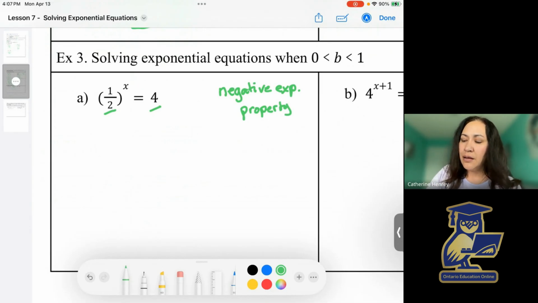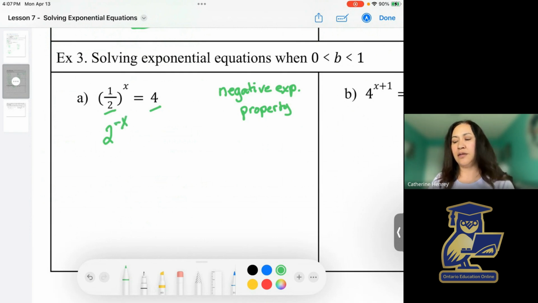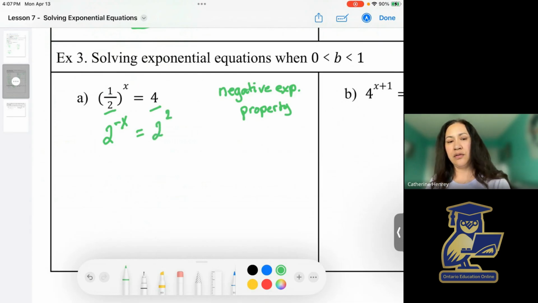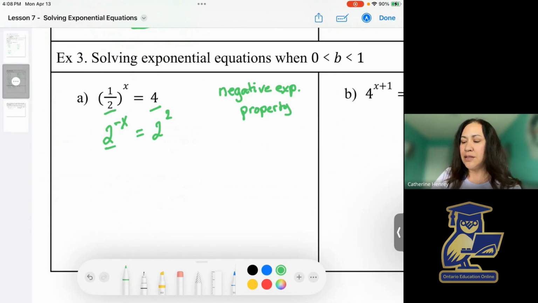I can take 1/2 and change it to 2 to the power of negative x. If we reciprocate it, it will change the sign on our exponent. On the right side, 4 can be written as 2 to the power of 2. Now we've created the same base, and we can set our exponents equal to each other. Negative x is equal to 2. Let's simplify that negative sign, and we'll have x equals negative 2.